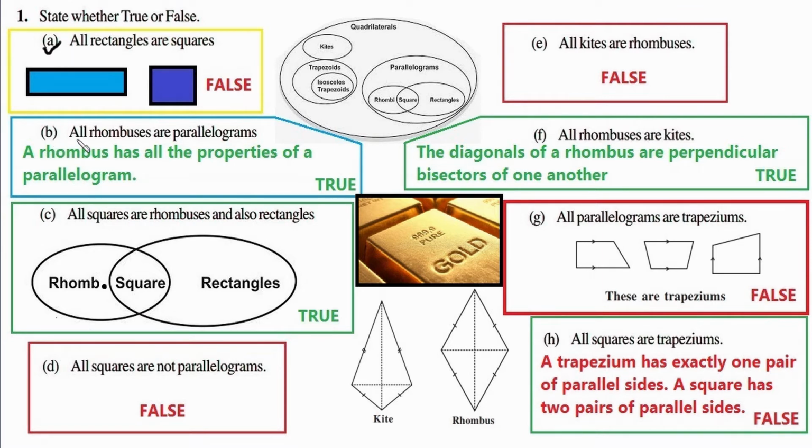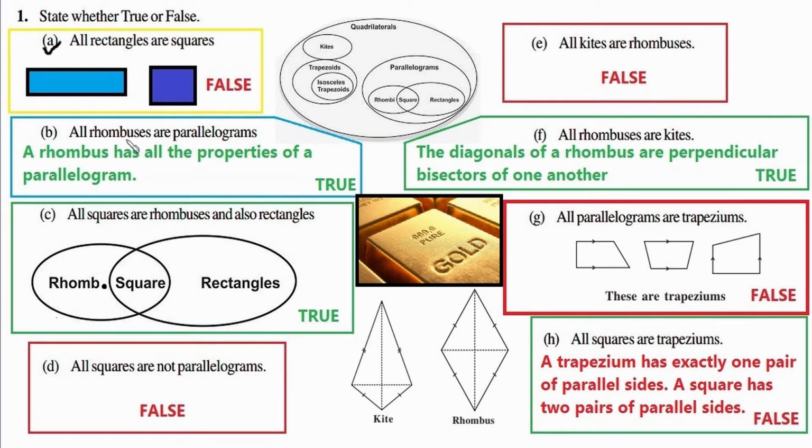B part. All rhombuses are parallelograms. Well, the very definition of a rhombus says a rhombus has all the properties of a parallelogram. Therefore, this statement is true. But for a better understanding, we shall try to explain it in this Venn diagram. Here we have categorized rhombus, and it comes under parallelograms. Therefore, indeed, all rhombuses will always be parallelograms. And the concept goes like this.